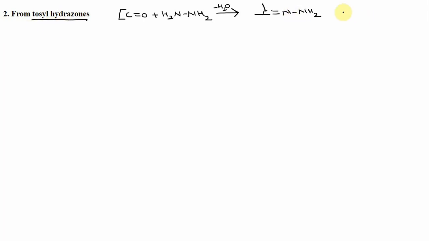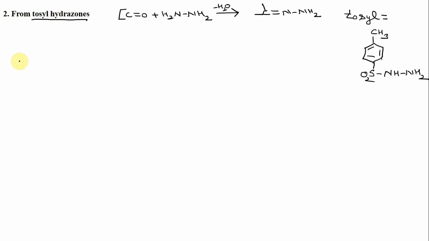Now, what is tosyl group? Tosyl group is an excellent leaving group, and para-toluene sulfonic acid is called tosyl group. So this group is called tosyl group. Para-toluene sulfonic acid is called tosyl group. So tosyl hydrazine will be NH2. When this tosyl hydrazine reacts with a carbonyl compound, that will result in the formation of tosyl hydrazones.